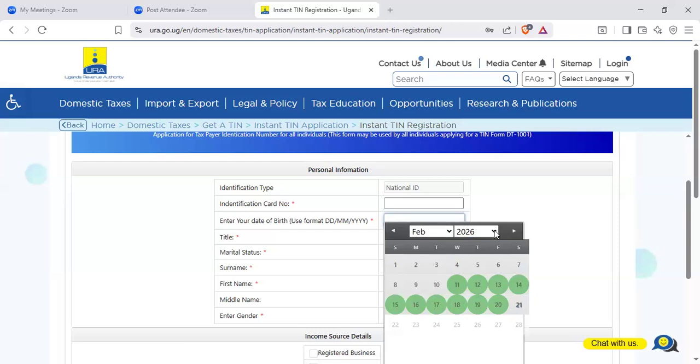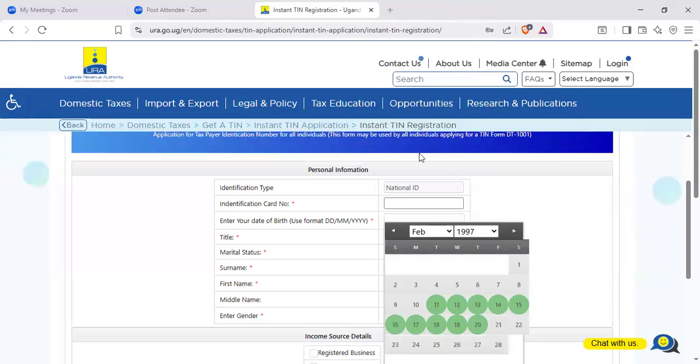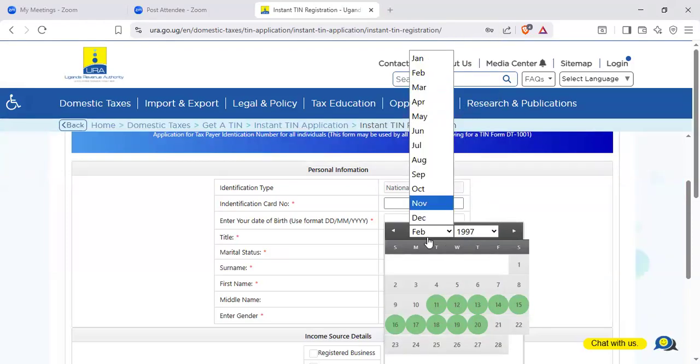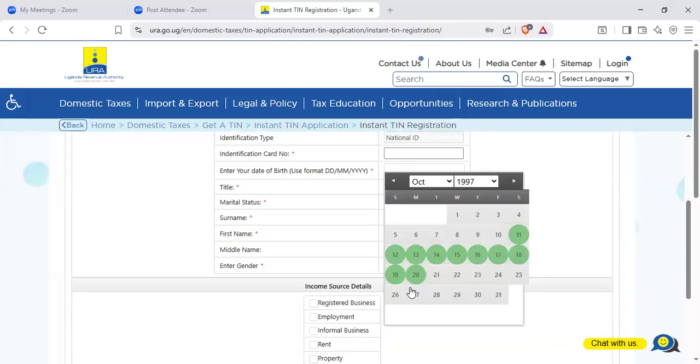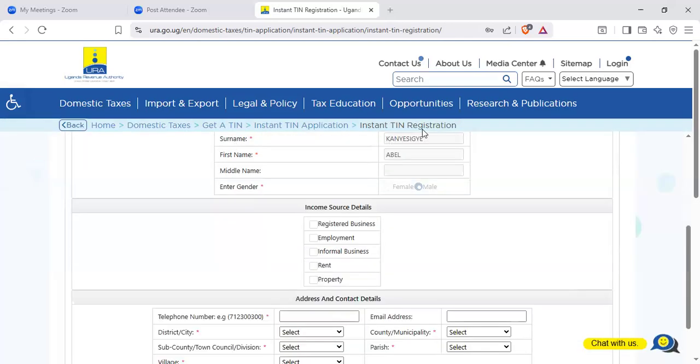When you click inside, you will see something like this. For the date, here you look for your year, don't follow mine. Then the month, you select the month and the date. This one must be the same as the one on your national ID. What you see here, surname, first name, the names must correspond with the names on your national ID.